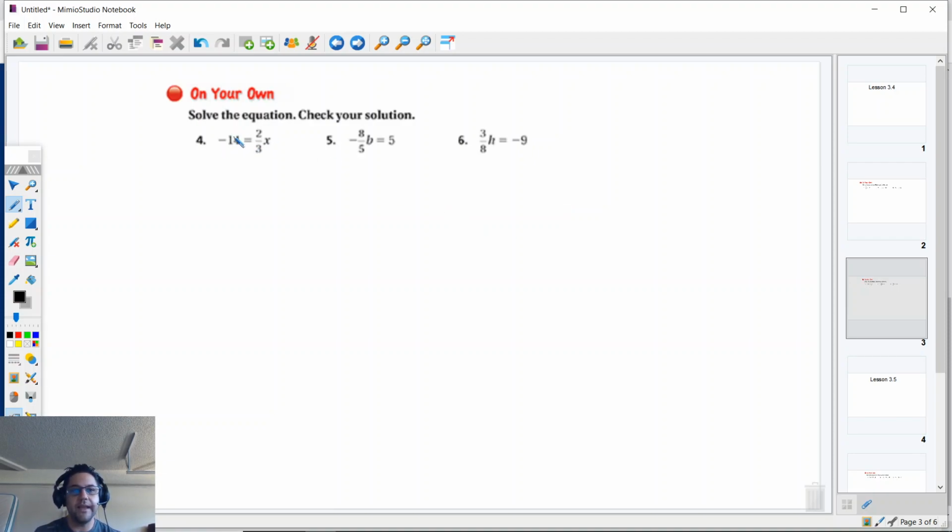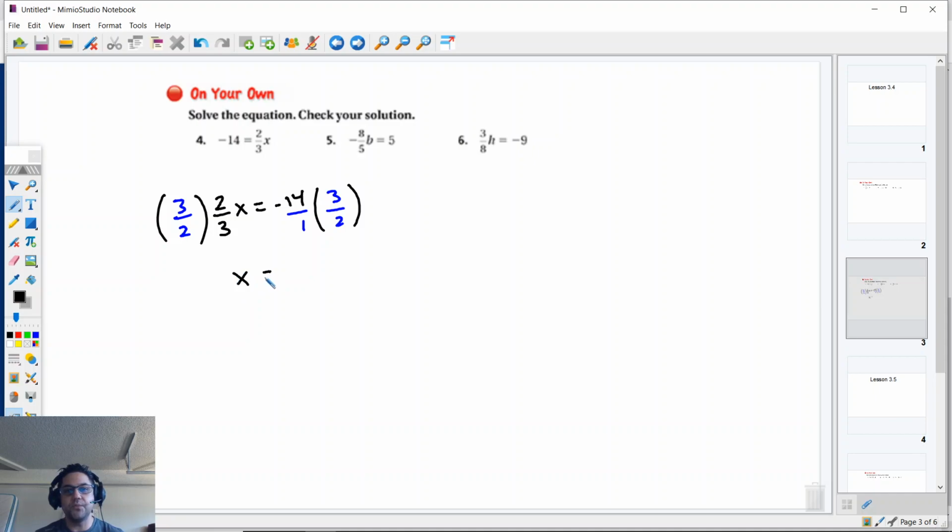Looking at number 4, again, I'm going to use the strategy of moving the negative 14. So I'll just rewrite it down here. 2/3 x is equal to negative 14. Fraction, like division: go ahead and multiply for your inverse operation. The reciprocal of 2/3 is really 3/2. So that's going to give me x is equal to.